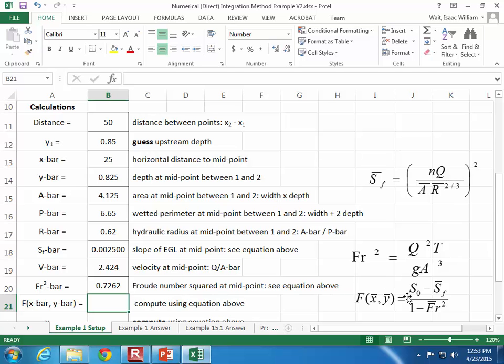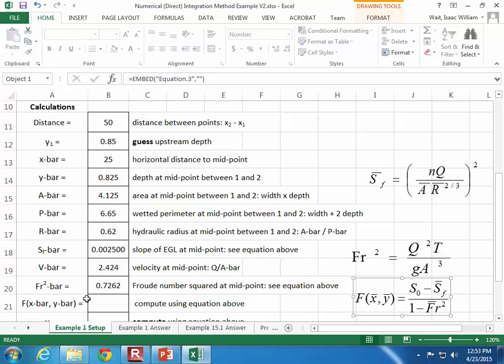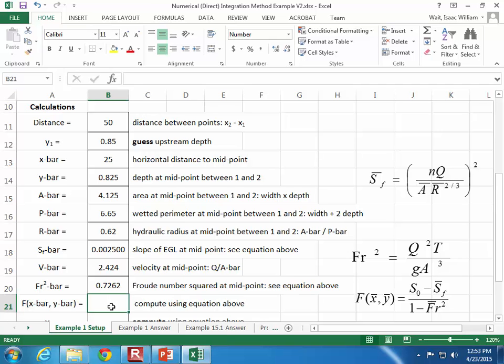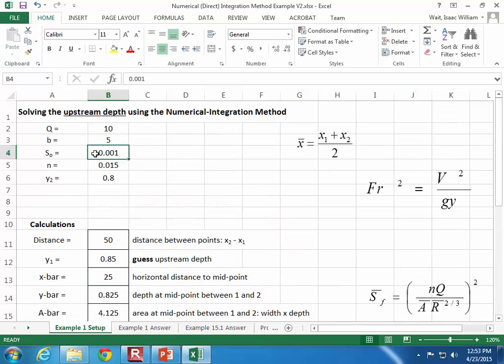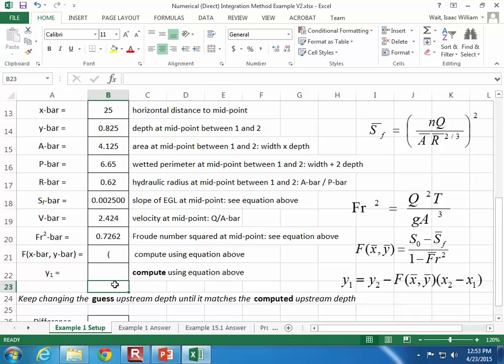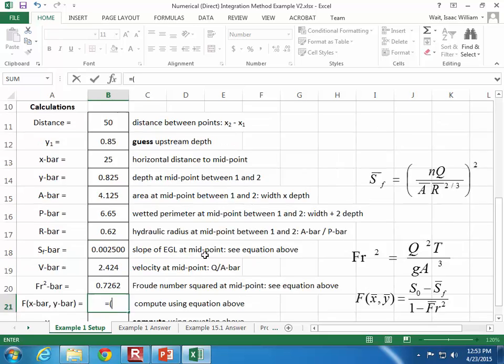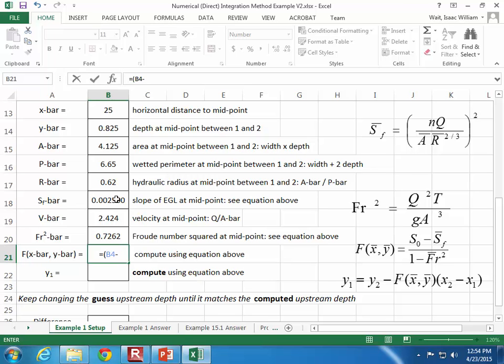Now I'm going to use this equation to find the f of x bar y bar. So it is the channel slope minus the slope of the energy grade line at the midpoint, and then divide that by 1 minus the Froude number squared. And here I already have the Froude number squared. Okay, so now I've got that.